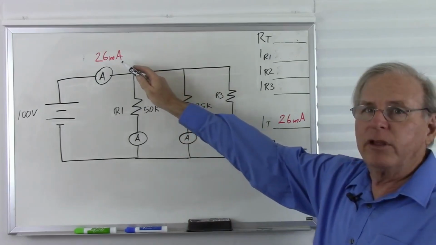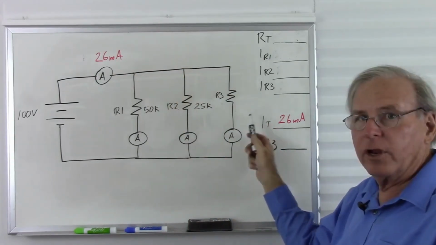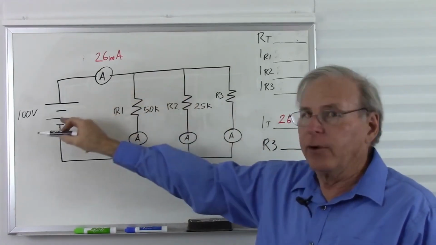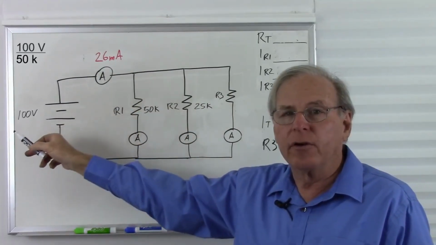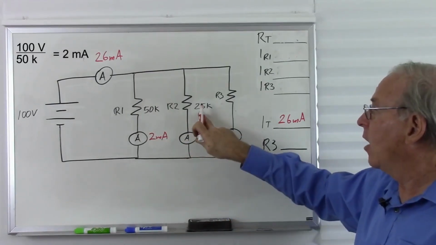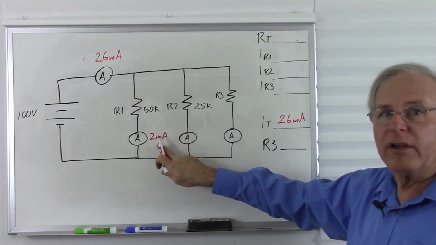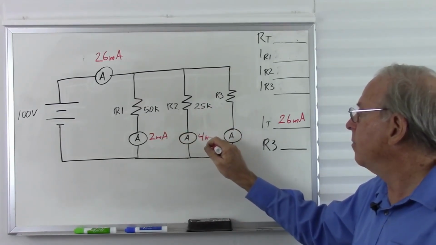Okay, we have a total of 26 milliamps to work with. Let's see how it's distributed and find out what we have going on in this branch over here. We have 50,000 ohms and 100 volts. So 50 kilo ohms into 100 volts gives us 2 milliamps. Now we have half the resistance, so we must have twice the current. So this must have 4 milliamps.